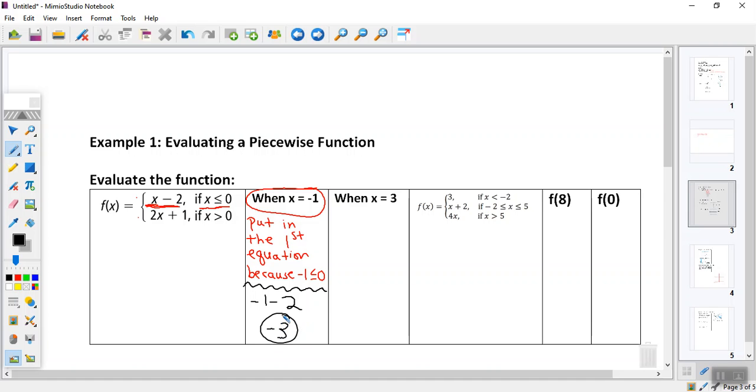Give me a show of hands on the next one. How about in that piecewise function over here, f of x is equal to x minus 2 if x is less than or equal to 0, and f of x is equal to 2x plus 1 if x is greater than 0. Give me a show of hands what you think the evaluation should be for that piecewise function when x is equal to 3. When you think you know it, raise your hand.